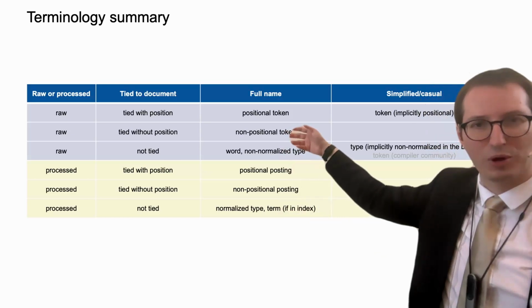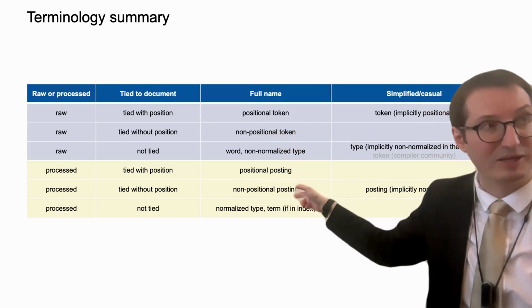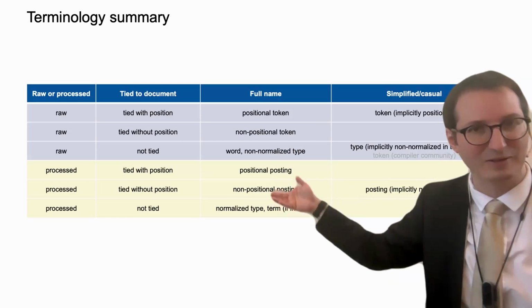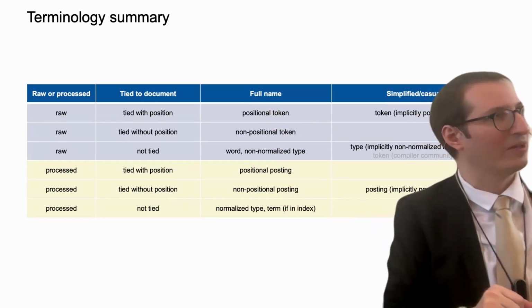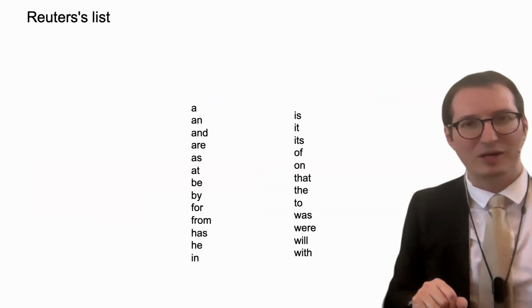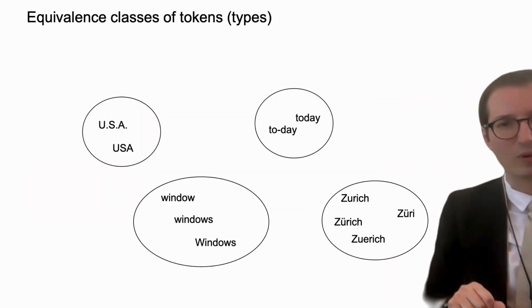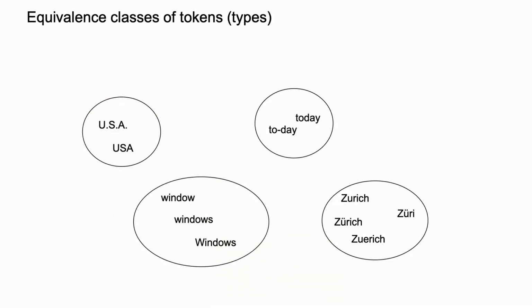And by the way, I explain it from here to here. But again, when you go from a non-positional token, that becomes a non-positional posting after you have done this grouping, right? A positional token becomes a positional posting when you do that. For whom is that clear? Right? So what I'm saying is really the difference between this raw and this processed part, one of the ways is by doing these groups.